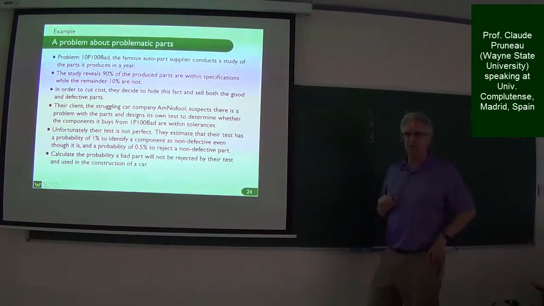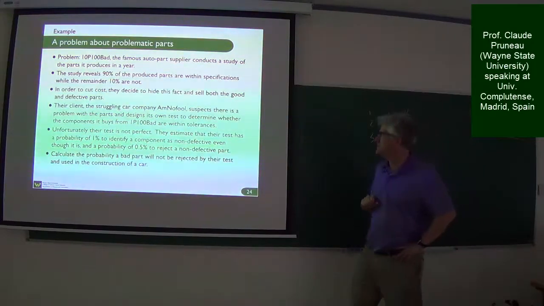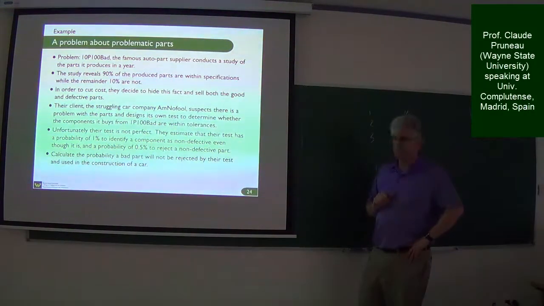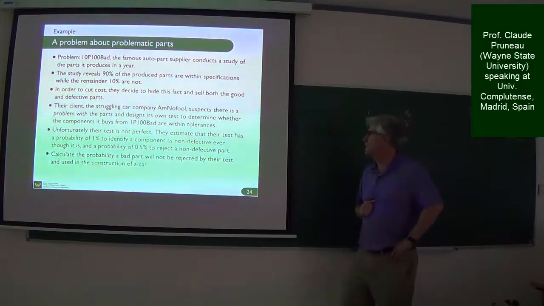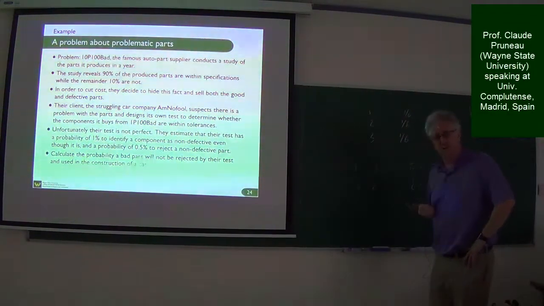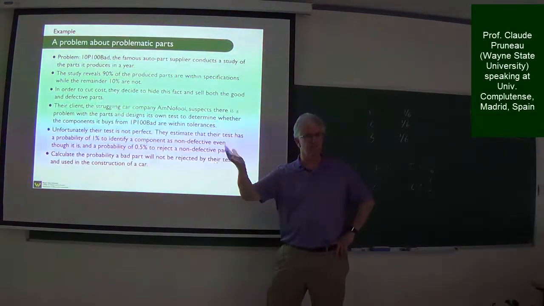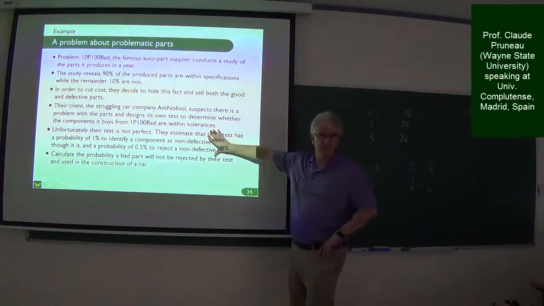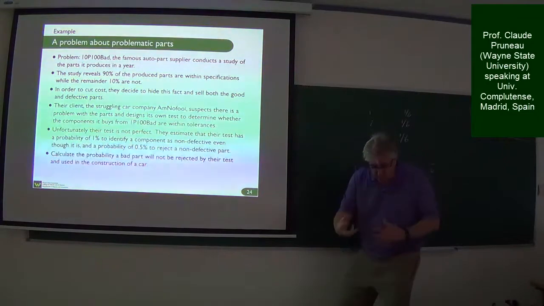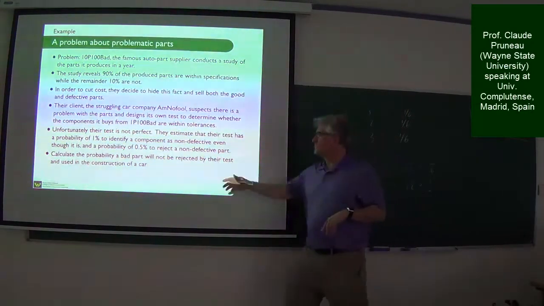Now, testing every part is expensive, so they're going to do this with a very cheap test. And the test is not going to be very accurate. But let's say that the test has a probability of 1% to identify a component as non-defective, even though it is. And let's say it has a probability of 0.5% of rejecting a non-defective part. In the context of medical physics, this is called false positive, false negative. And so let's take these numbers at face value. How you would establish this: you would do a very precise test, and you would do your simplified cheap test, and you would be able to establish these numbers.